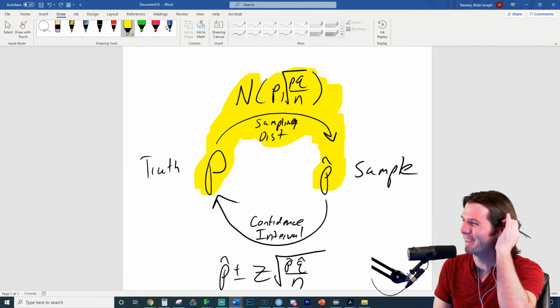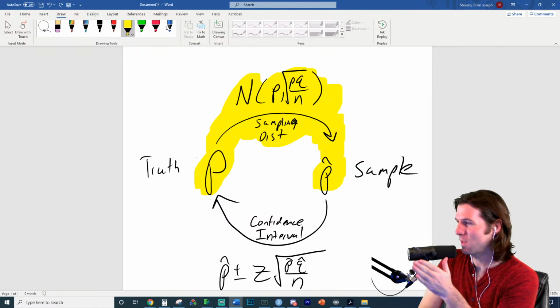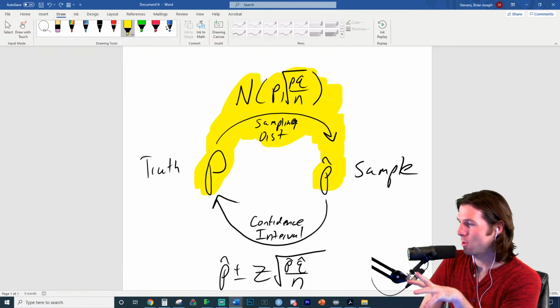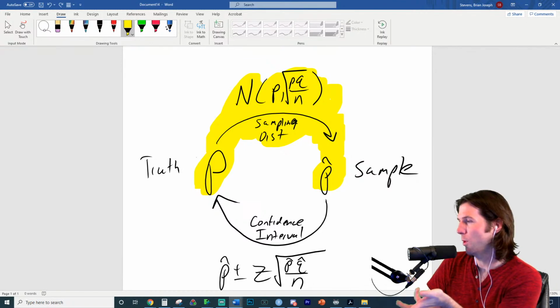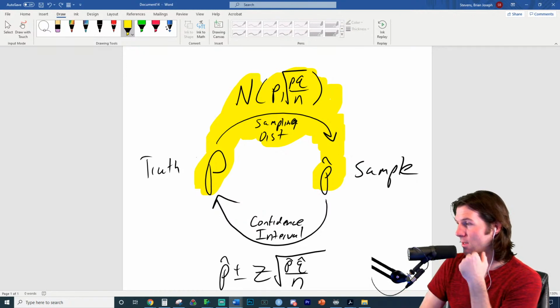One uses the truth to estimate what you might see in a sample. The other uses a sample to estimate what the truth is. If you know the truth, you'll probably be estimating for samples because you wouldn't estimate the truth if you knew it. Does that make sense too? If you know the truth, you wouldn't estimate it. And if you know the truth, you can then use it to say, what might I see in a sample?